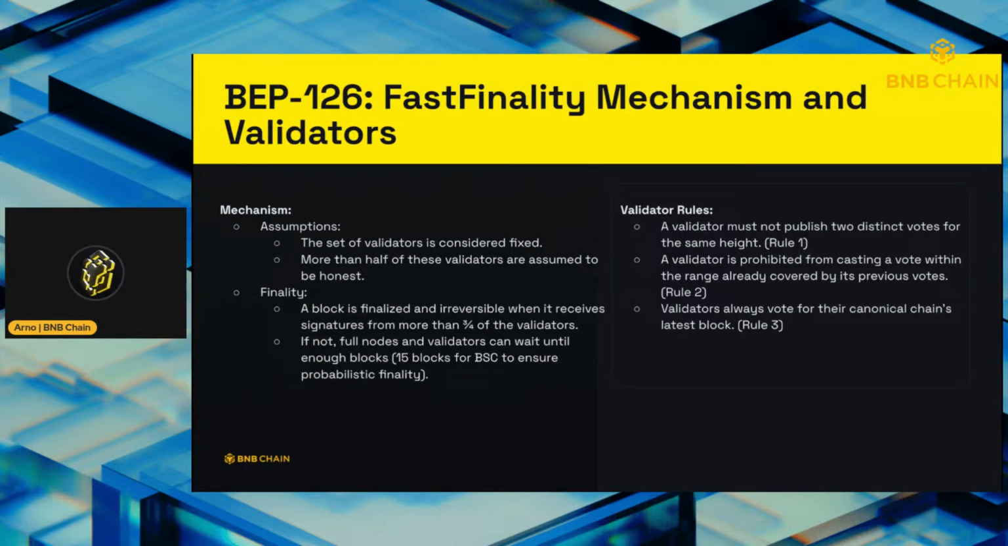On top of that, each validator must vote on their own canonical chain, which is the latest block that they have. So they really need to ensure that they are up to date with the network in order to vote on the right block at the right time as well.